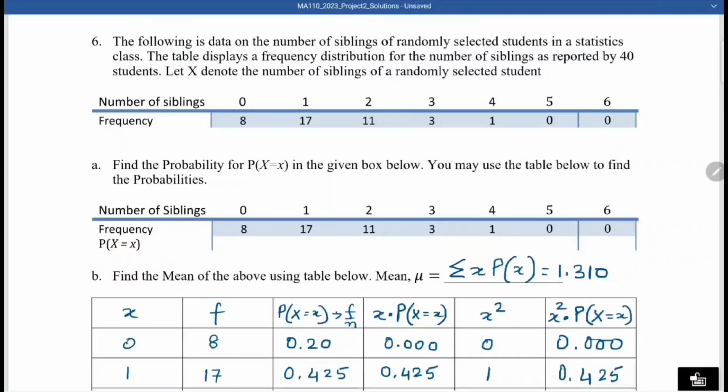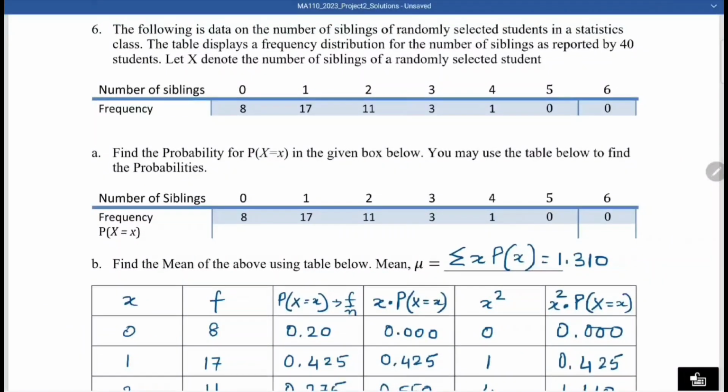Hello everyone. I'm going to now go over the review questions for test 2 one by one and explain the solutions. The first question is on discrete random variables. So let's read through the question first.